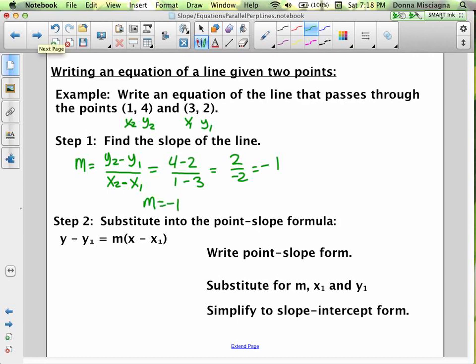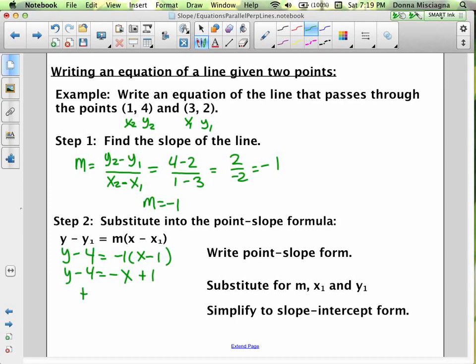And we have to pick a point. It doesn't matter which one: 1, 4 or 3, 2. I'll just pick the first point this time, so 1, 4. We substitute the 4 where we have y1, then we have negative 1, and x minus 1. Maybe next time I'll use the second point. So we have y minus 4 equals negative 1 times x, which is a negative x, and negative 1 times negative 1 is a positive 1.